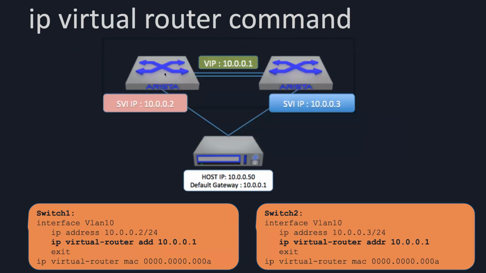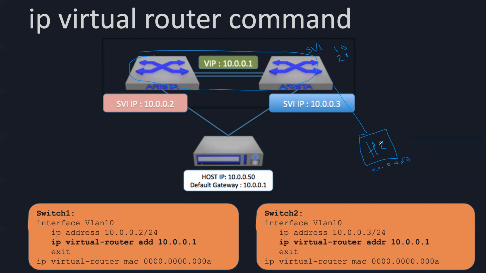So this is a small topology. Let's add one more host here, host 2, with IP address 20.0.0.50. This is the routing VTAP, and both are a routing VTAP pair. SVIs are there for VLAN 10, which is this, and VLAN 20.